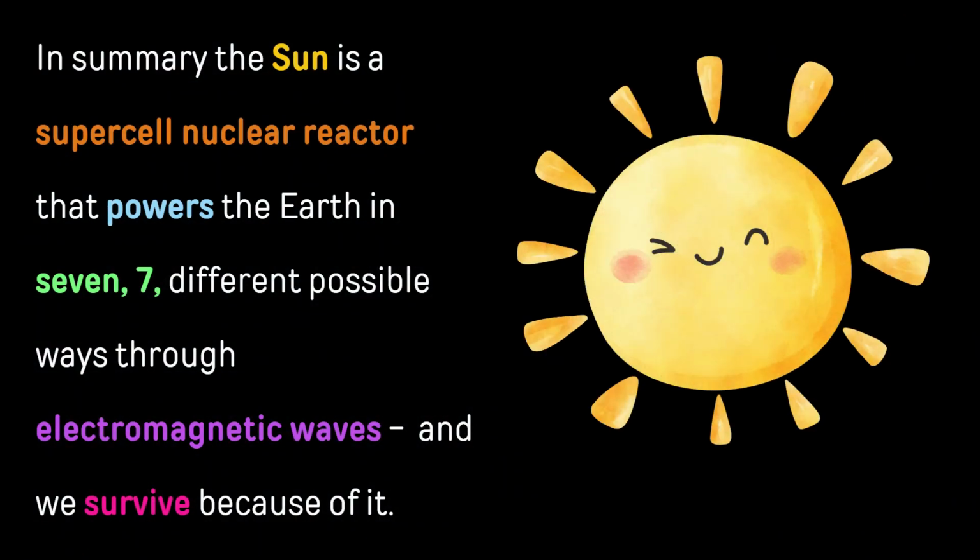In summary, the sun is a supercell nuclear reactor that powers the earth in 7 different possible ways through electromagnetic waves, and we survive because of it.